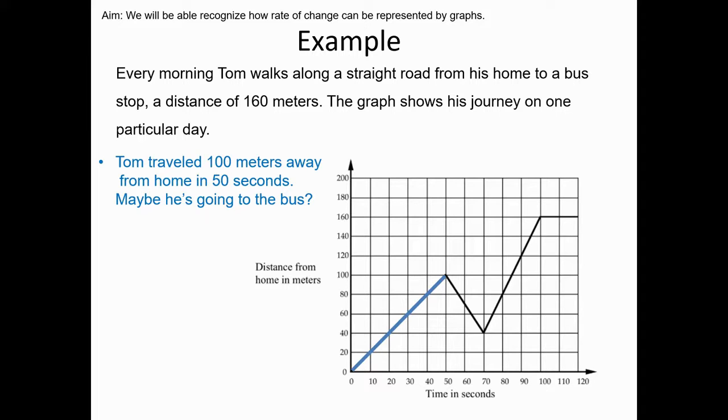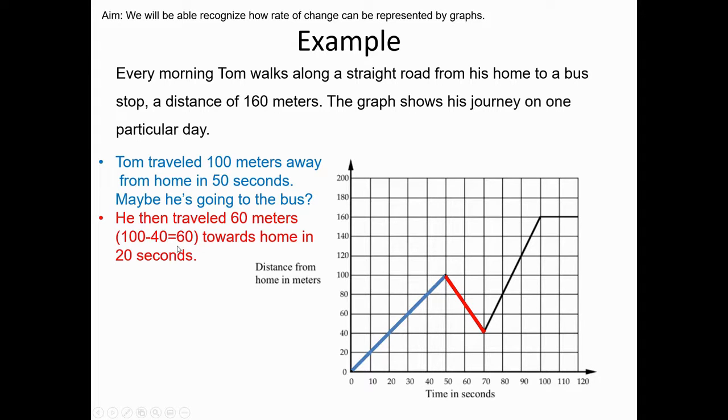So then, let's look at this next part right here. Notice how it's going downwards this time? And actually it looks a little bit steeper, right? So we noticed that he traveled 60 meters. And if you're wondering where the 60 came from, because didn't this go down to 40? Shouldn't he have traveled 40 meters? Well, we start at 100 and we go down to 40, so 100 minus 40 is 60. And he traveled that far in 20 seconds. So don't just look at the endpoints. Think about what the change from 100 to 40 is. That would be a reduction of 60 meters.